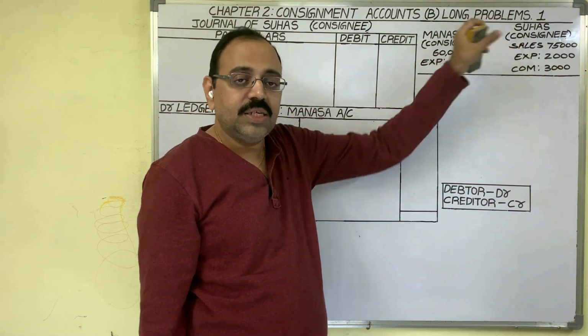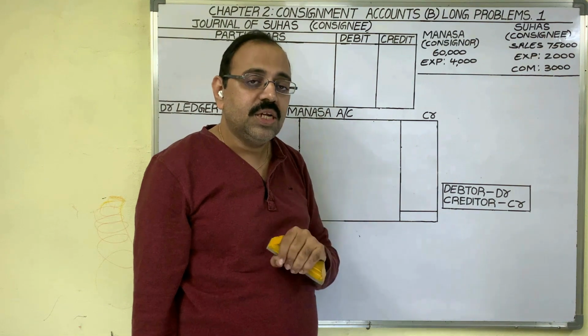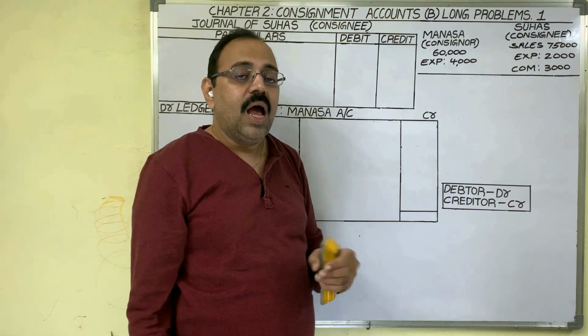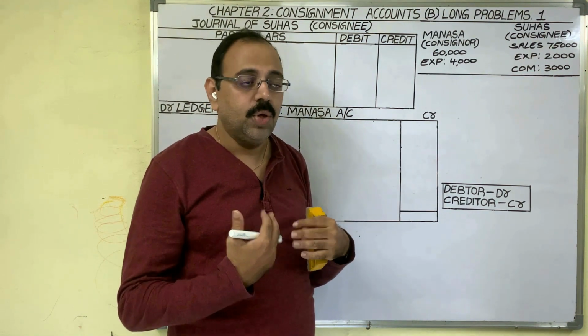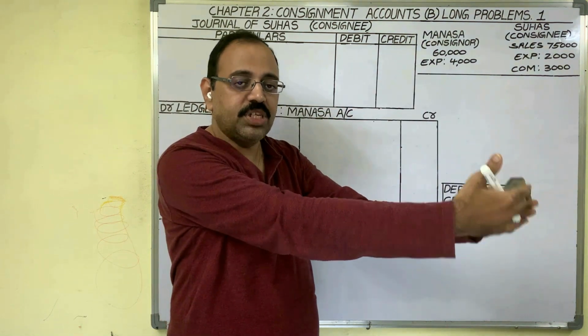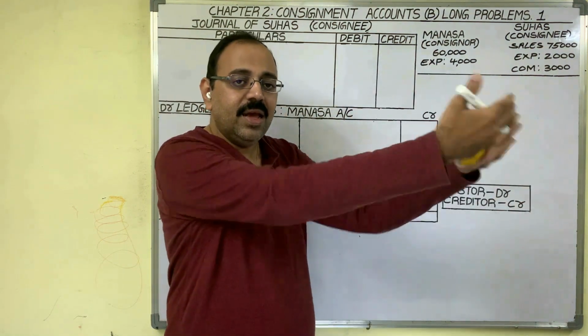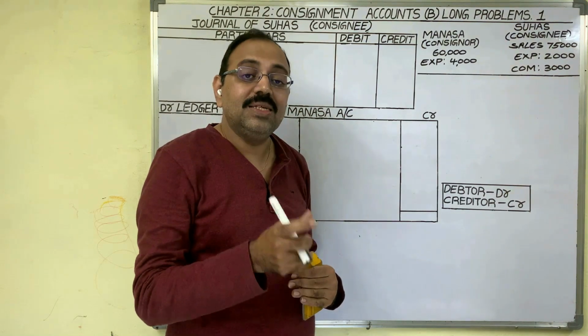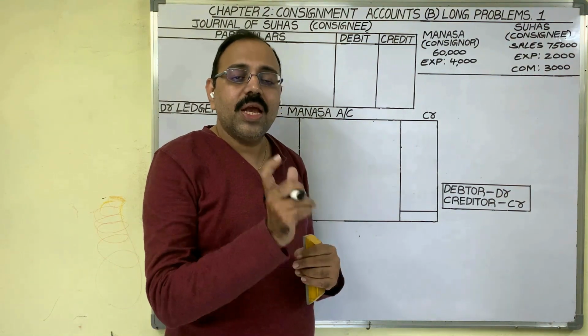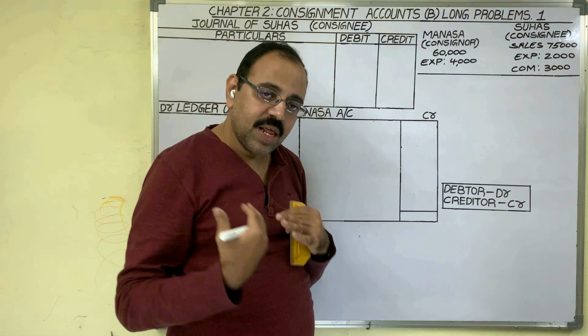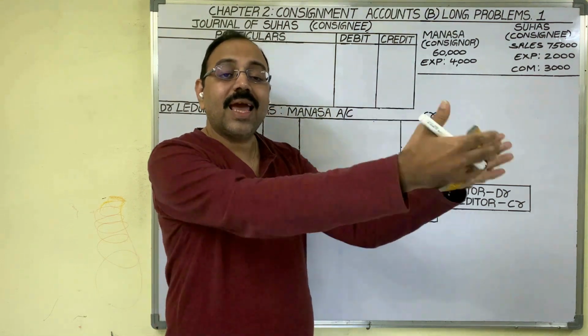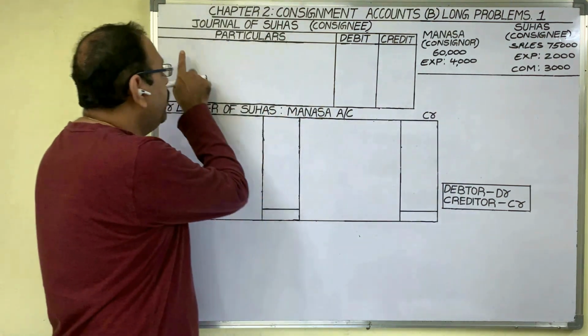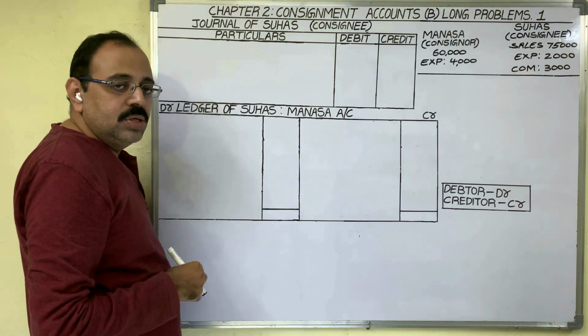So we should write the journal entry. And what is the journal entry for sales? Suppose you are the consignee. You sold goods to a customer, a Vijayawada customer. Then cash came to you. Cash is a real account. So the real account rule: debit what comes in, credit what goes out. As cash is coming, we should debit cash account.